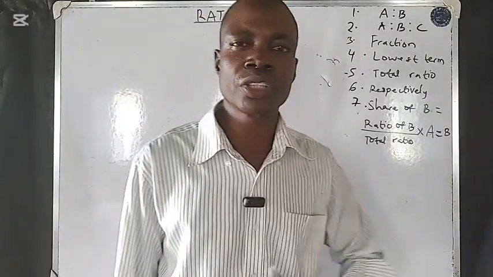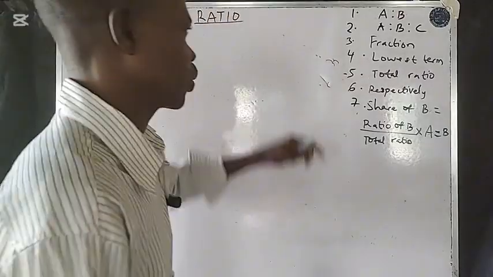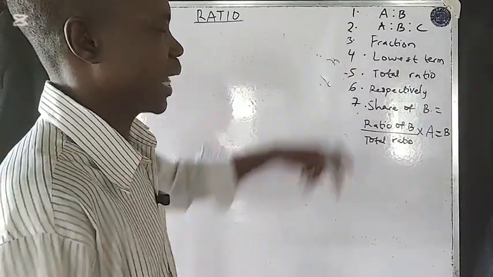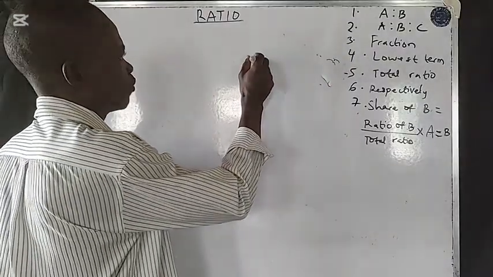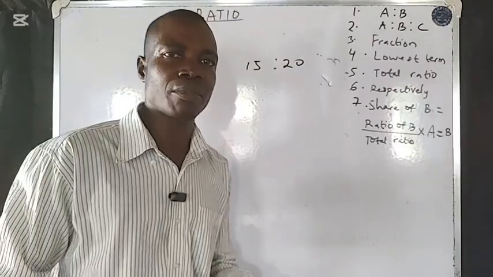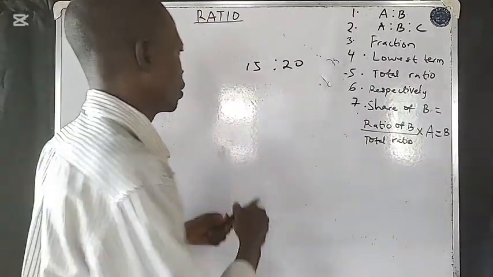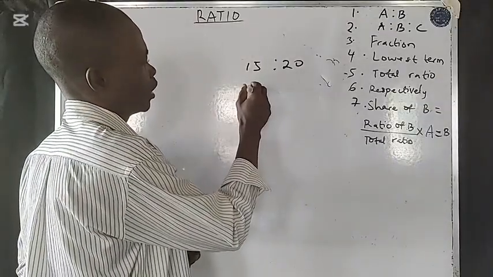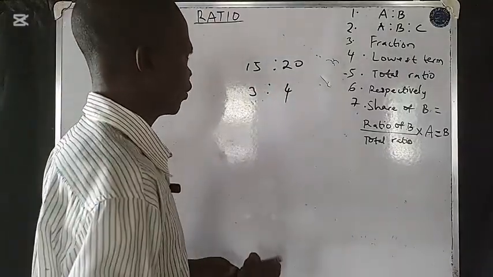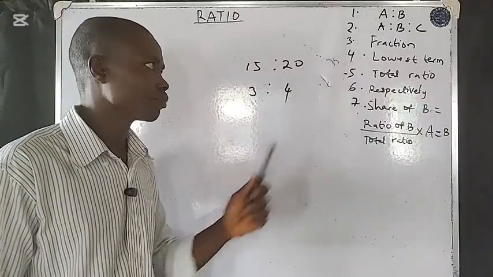If any ratio is not in the lowest term, we reduce the ratio to the lowest term. That is what I mean by lowest term. Any ratio that is not in lowest term, like now, let me say 15 ratio 20. This is not in the lowest term because 5 can go in 15, 5 can go in 20. So 5 goes in 15, that will be 3. 5 goes in 20, that will be 4. So 15 ratio 20 is 3 ratio 4.